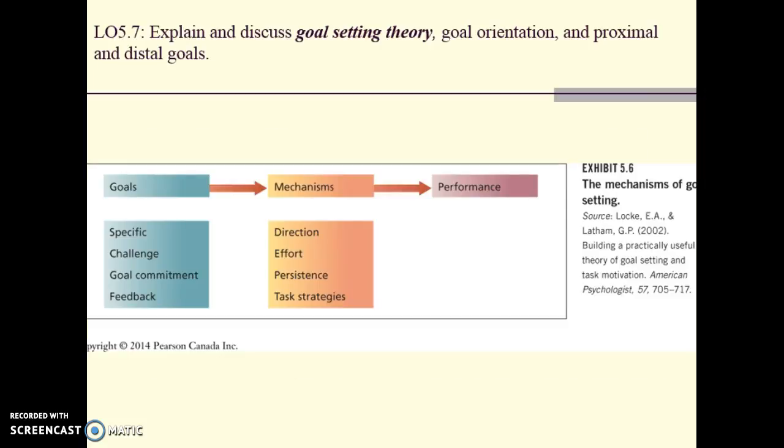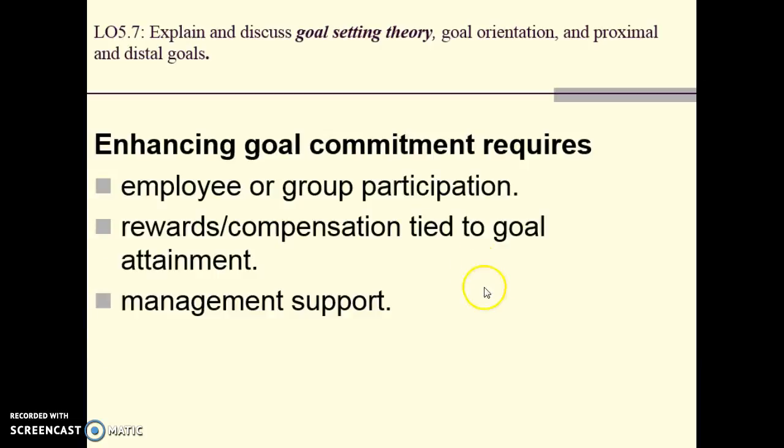Here we see a graph about the mechanisms of goal setting. Goals: specific, challenge, goal commitment, feedback. Mechanisms: direction, effort, persistence, task strategies lead to performance. Goals, mechanisms, performance. Enhancing goal commitment requires employee or group participation, rewards, compensation tied to goal attainment, and management support.